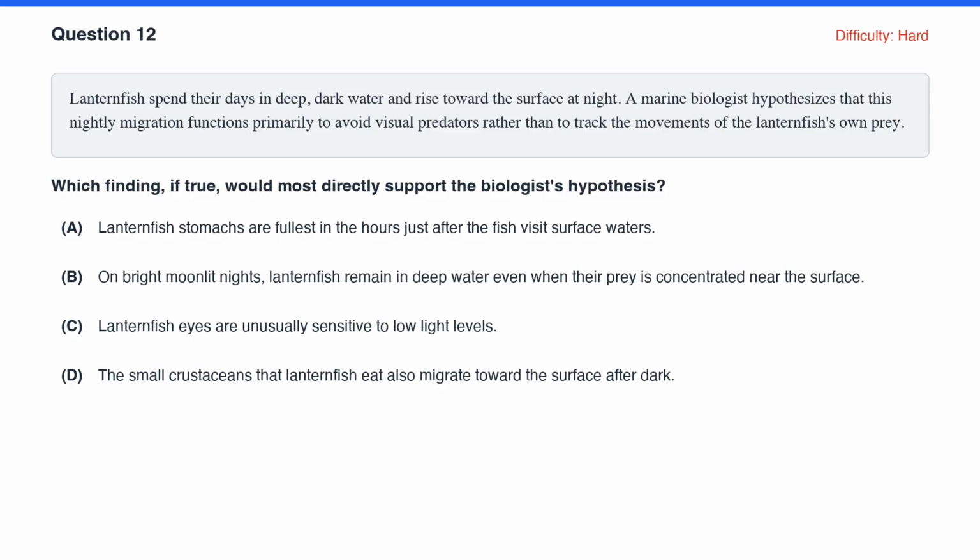The biologist thinks lanternfish rise at night to avoid visual predators, not to chase their own prey. Two rival explanations sit on the table. To support one, we need a finding that fits it but breaks the other. Choice A says stomachs are fullest after surface visits, but that just shows they feed up top, which the prey tracking story explains too. Scratch that one.